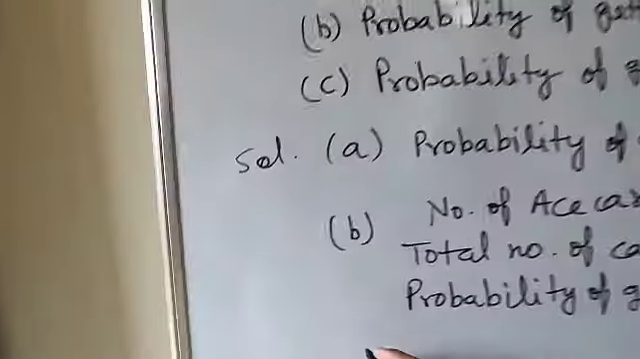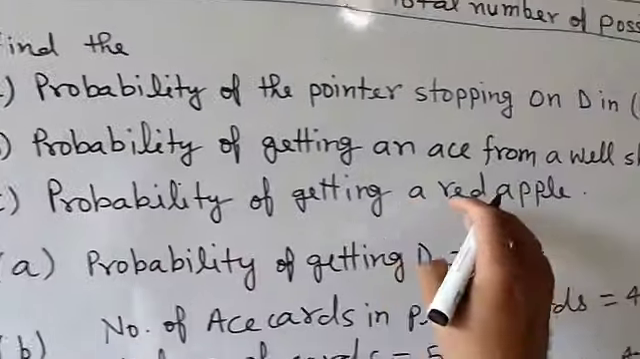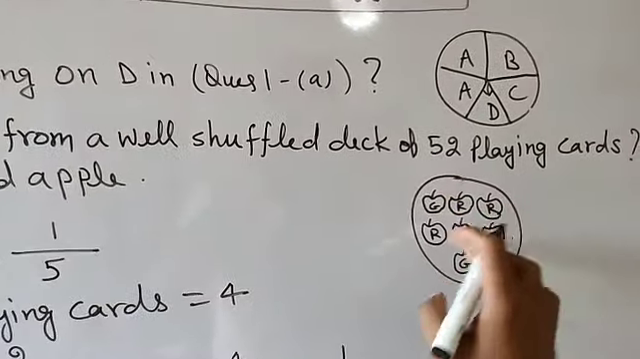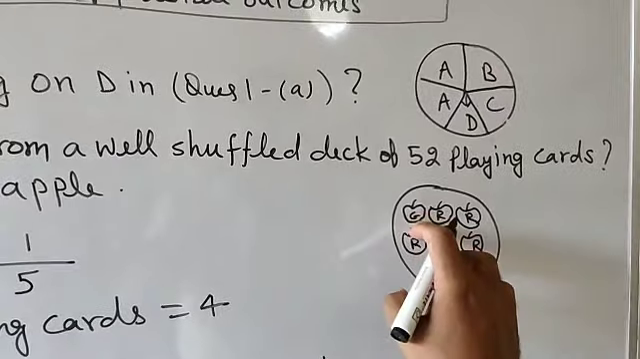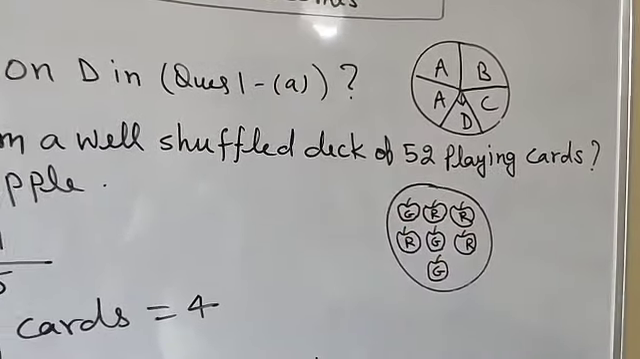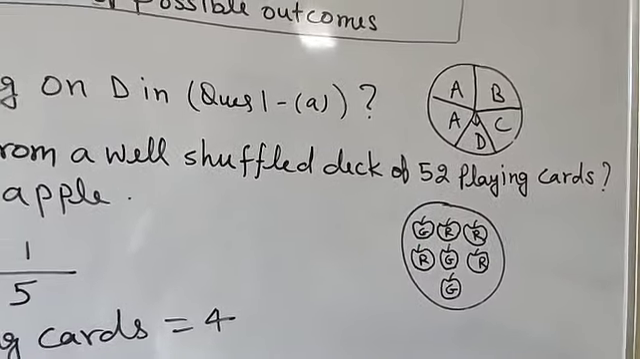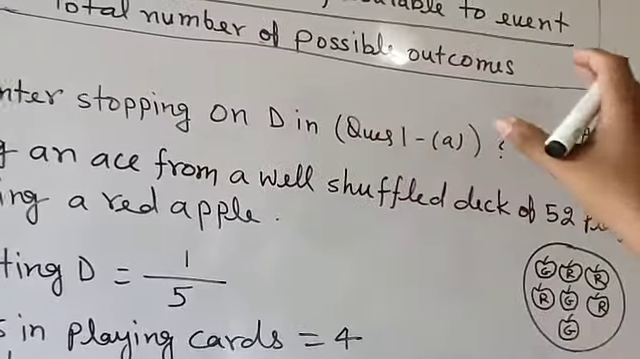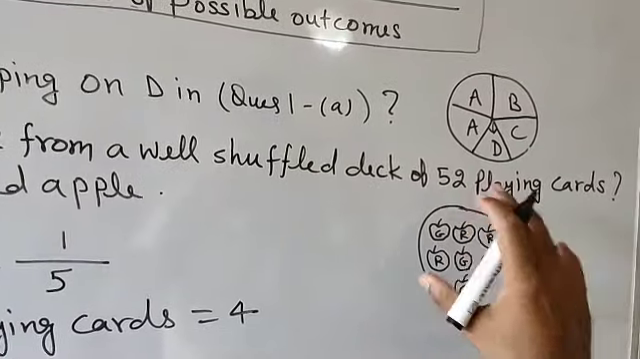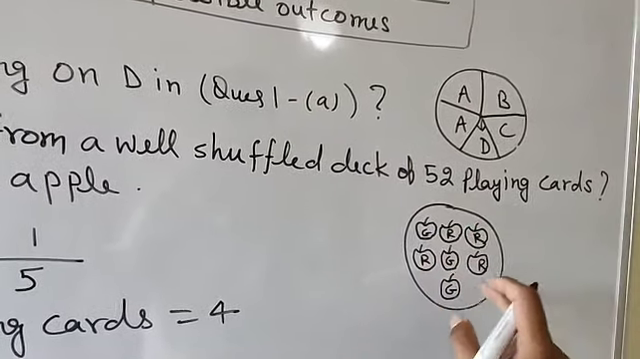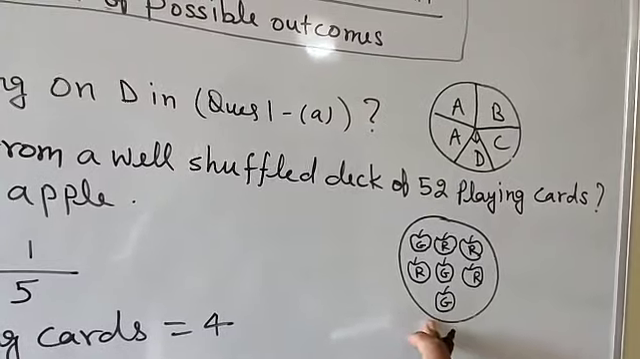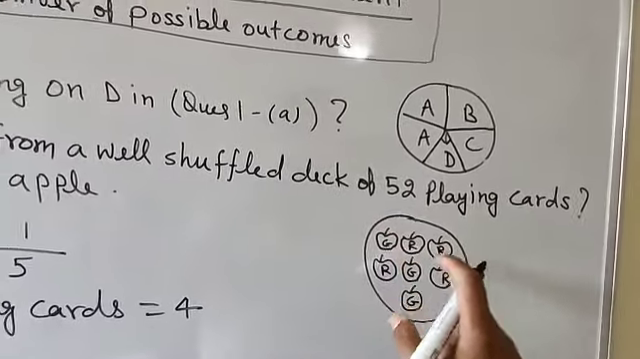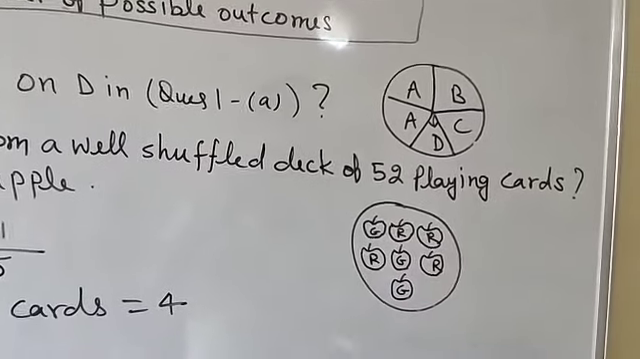Now see, probability of getting a red apple. One diagram is given here. 1, 2, 3, 4, 5, 6, 7 apples are there. G indicates green and R indicates red. You need to find the probability of getting a red apple. So total number of apples, the total number of possible outcomes, is 1, 2, 3, 4, 5, 6, 7. Total number of apples is 7. And how many are red? You need to find for the red. So 1, 2, 3, 4. 4 red apples are there.